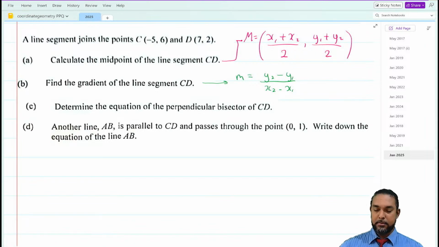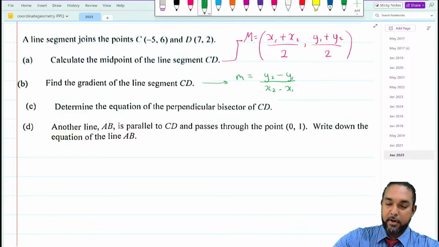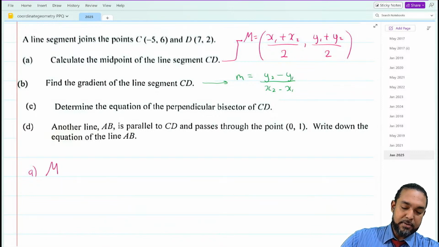All right, cool. Let's jump in and see if we can organize some stuff. Part A, they want the midpoint of CD. I like to put the letters at the bottom right, like a subscript. You don't have to do that. That's not necessary at all, just my personal preference.